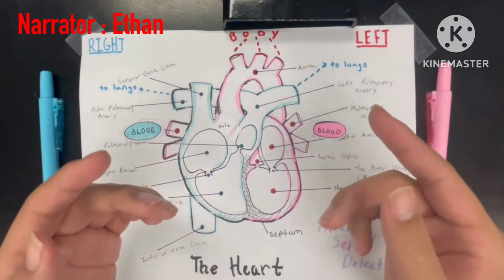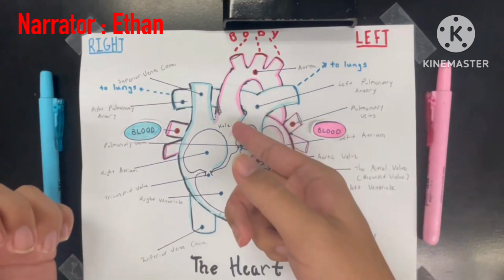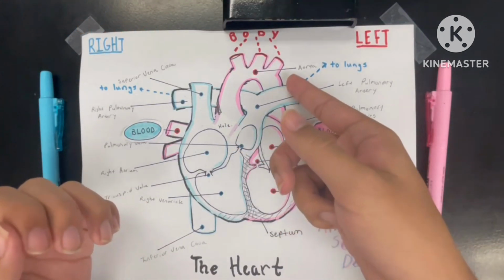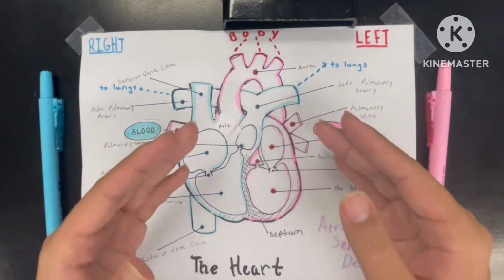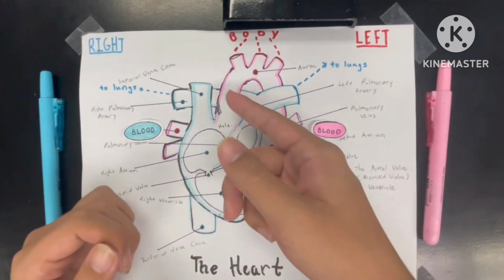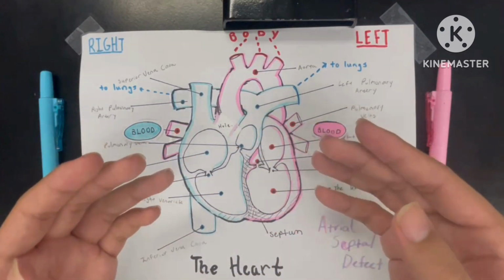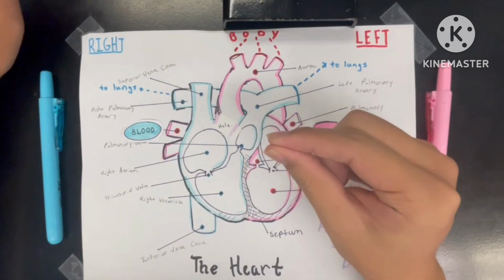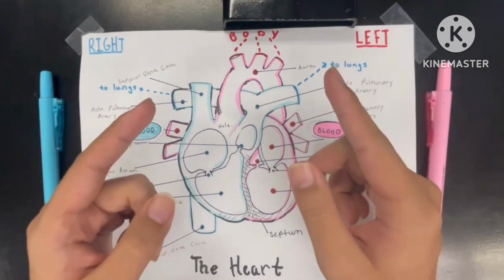Atrial septal defect is a birth defect characterized by a hole in the walls of your heart, called septum, in the heart's upper chambers, called atrium. In the heart diagram, as you can see, this opening appears. ASD varies in severity. Smaller holes often close on their own, while larger holes can cause heart damage if untreated.